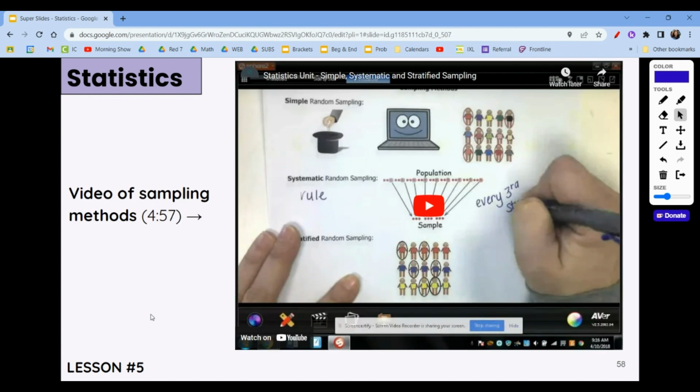So I'm going to have you guys pause this video, go to the next slide, and watch this little video that I made years ago about these 3 different sampling methods. Then come back to this video and watch the remainder of this video.